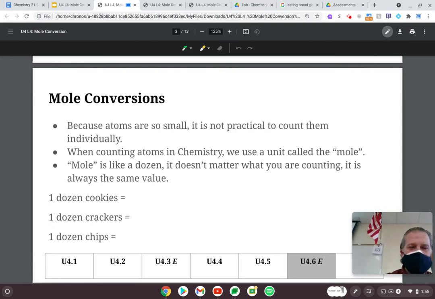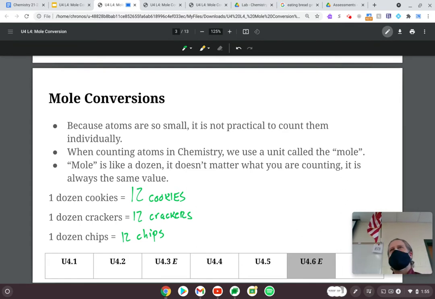So if I have a dozen cookies, you might say that you have a dozen or 12 cookies, right? Which is barely a snack, especially if they're Oreos. A dozen crackers would be 12 crackers. And a dozen chips would be 12 chips.